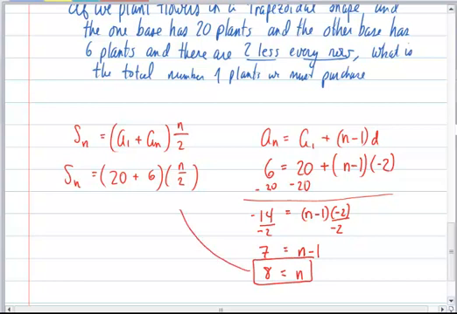So we take that value and we put it back into this equation. We're going to sum up 8 rows, 26 total for the first and the last, and we're going to multiply that by 8 over 2, and the sum of the 8 rows will be 26 multiplied by 4, which would be 104 plants.